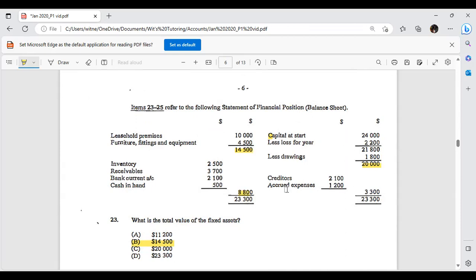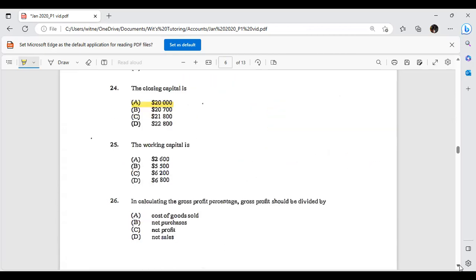And here are your current liabilities, creditors and accrued expenses. Your total current liabilities come to 3,300. So it'll be total current assets of 8,800 minus your total current liabilities of 3,300, and that should give you 5,500 as your working capital.